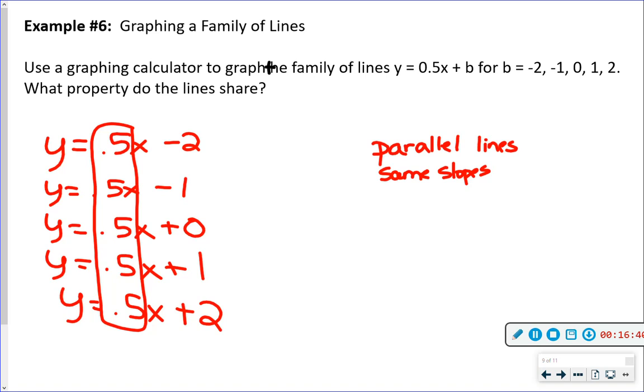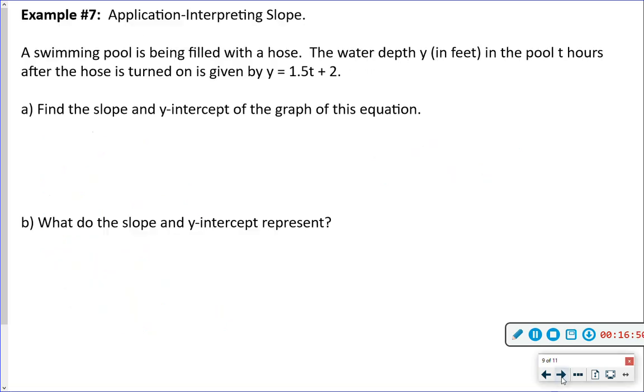Work smarter, not harder. If you need to graph them in your calculator to see the parallel lines in front of you, be my guest. But hopefully we can see right from there it's going to be parallel. All right, last thing. Here we go. Little application problem. A swimming pool is being filled with a hose. The water depth, y in feet, in the pool, t hours after the hose is turned on is given by that equation. Find the slope and y-intercept.